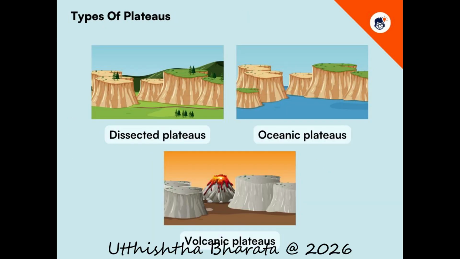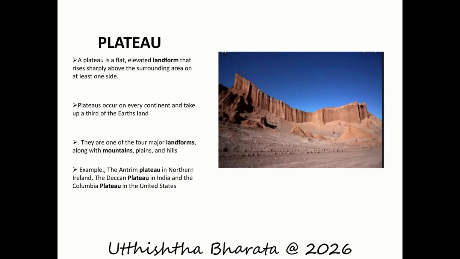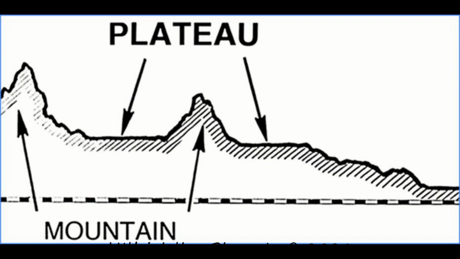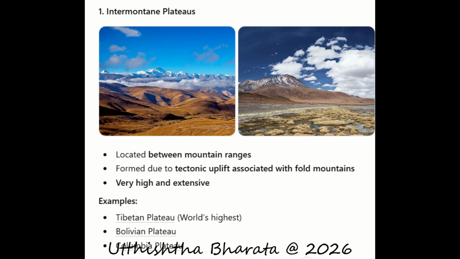They are surrounded by hills and mountains on all sides. They are generally called intermontane for that purpose. They are called plateaus because they have hills and mountains on all sides. Generally, they are formed along the fold mountains. The best example here would be the Tibetan Plateau, the world's highest plateau, a tableland, we call it.